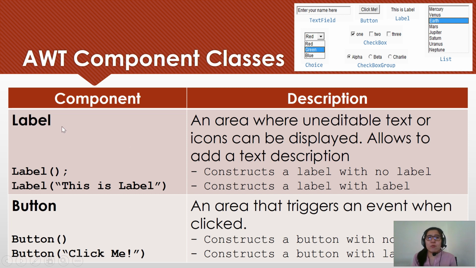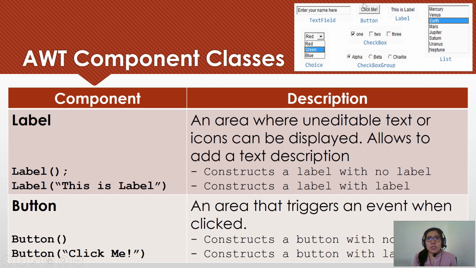Let's have first the different descriptions. For label, the keyword is Label. It is an area where an editable text or icons can be displayed and allows adding a text description. So, in our example, this is a label. If we have the empty constructor, it constructs a label with no specified label. But for example, if we want to make it like this, where it says this is a label, we'll have Label and then inside it a string value. Example, this is label. So it constructs a label with a specified label.